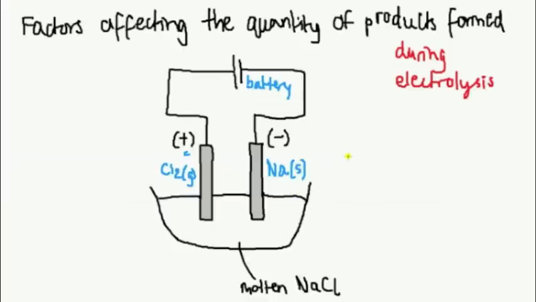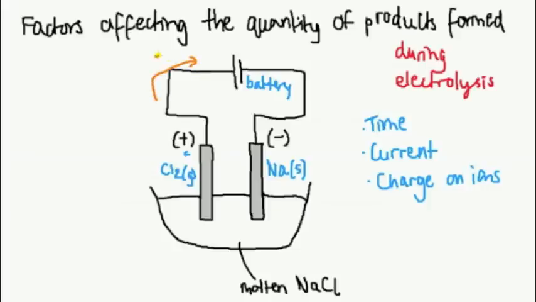So basically, the three main factors which affect the quantity of products discharged are time, the number of electrons flowing through the system, which is basically the current, and the charge on the ion. So if we were to increase the length of time which we electrolyze something for, clearly there's a greater number of electrons which will be flowing, and so the amount of product formed will be doubled.